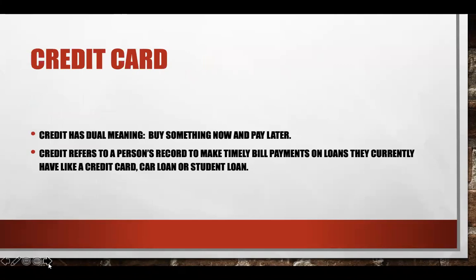All right, so credit card has dual meaning, and it's important for students to understand this. Buy something now and pay later. That's one definition of credit. And you can walk through with your students different scenarios. You can simulate these scenarios in the classroom where you can have them get something now and then do something later for it. So that's a concept that you should be able to explain to your students. Credit refers to a person's record to make timely bill payments on loans they currently have, like a credit card, car loan, or student loan. So when we talk about credit, could be one of those two things.